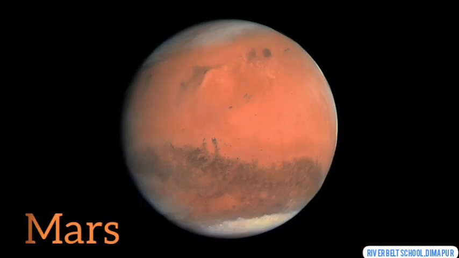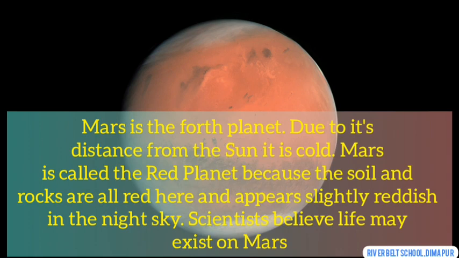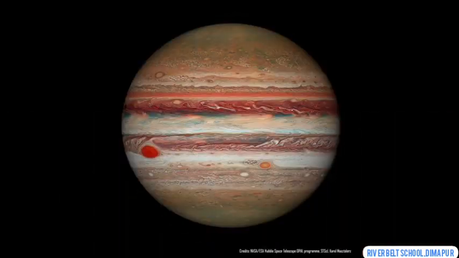Mars. Mars is the fourth planet. Due to its distance from the Sun, it is cold. Mars is called a red planet because the soil and rocks are all red here and appear slightly reddish in the night sky. Scientists believe life may exist on Mars.